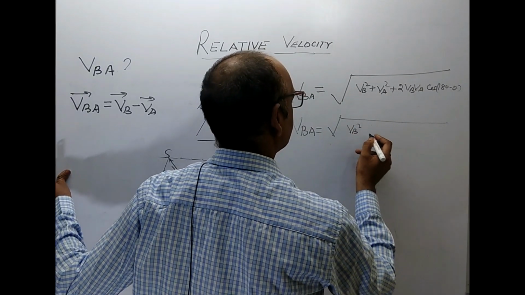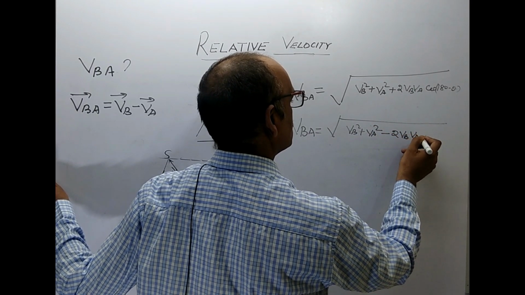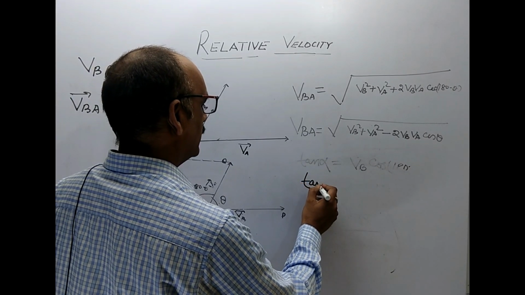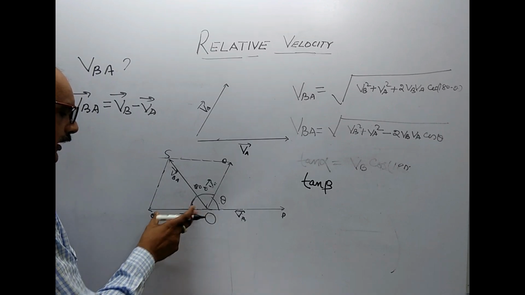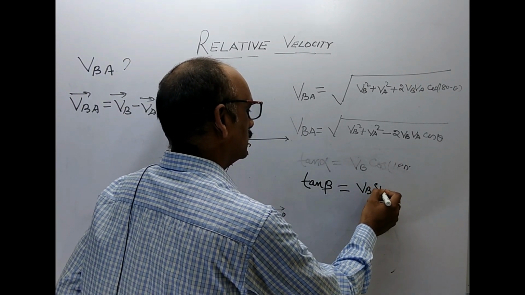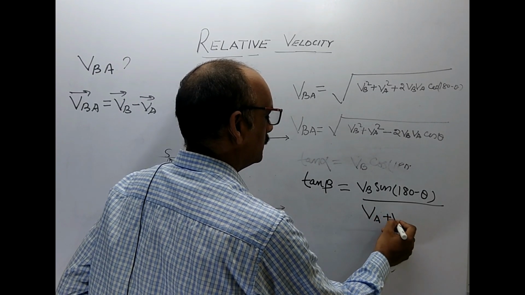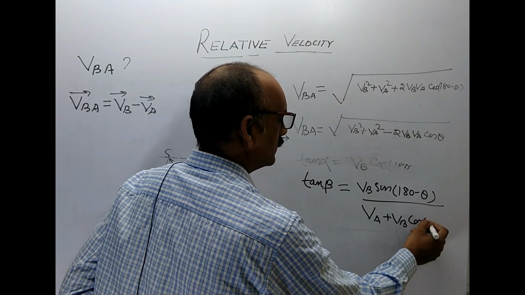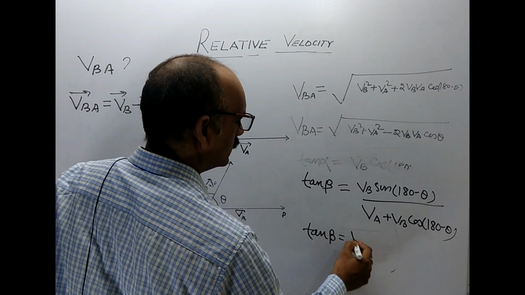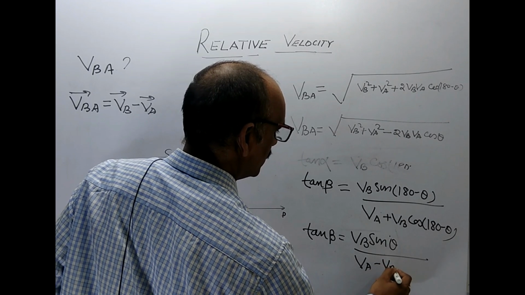Now cos 180 minus theta is minus cos theta, then VBA equals under root VB square plus VA square minus 2 VB VA cos theta, and this angle, tan beta, that is the angle made by the resultant with minus VA, equals VB sin 180 minus theta divided by VA plus VB cos 180 minus theta, and this is tan beta equals VB sin theta divided by VA minus VB cos theta.